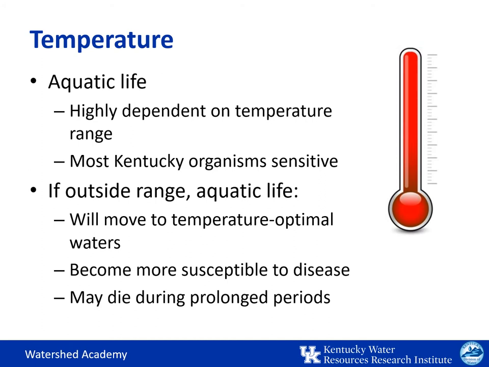Most of the animals living in Kentucky streams, lakes, or wetlands are sensitive to temperature and will move in the stream to the extent possible to find areas with their optimal temperature range. If temperatures are outside this optimal range for a prolonged period of time, organisms are stressed and can die. In addition to having direct impacts on life processes, warmer water cannot hold as much dissolved oxygen. Lower dissolved oxygen amounts cause many negative impacts to organisms in the stream.